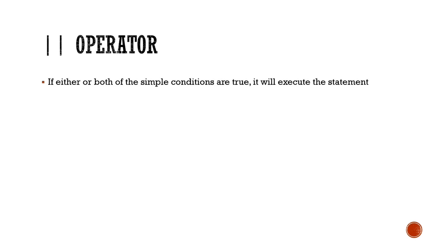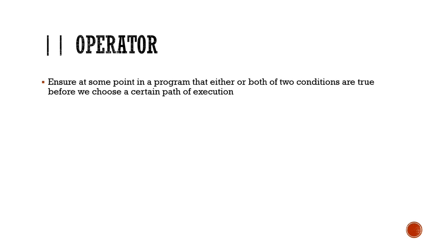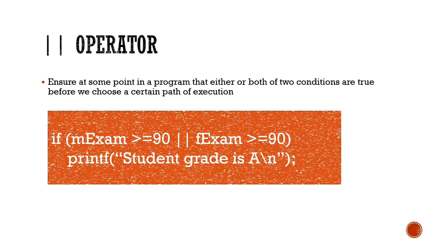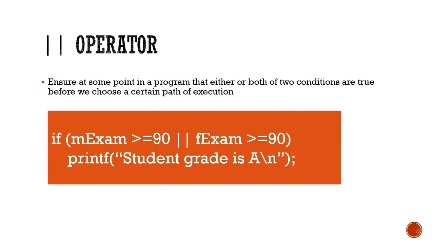We use the bar symbol that is located at the second function of the slash on your keyboard. If either or both of the simple conditions are true, it will execute the statement. We use this to ensure at some point in a program that either or both of the conditions are true before we choose a certain path of execution. So this one is an example for that.